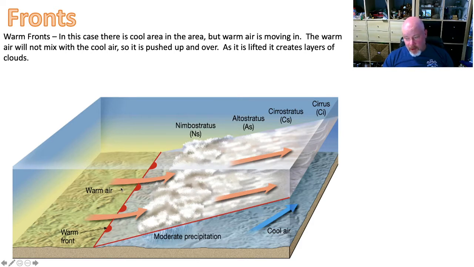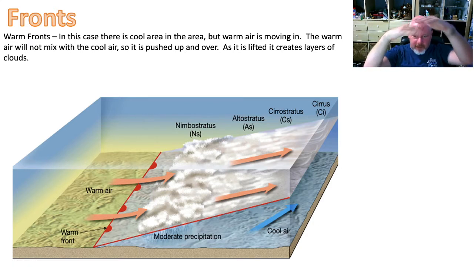Once again, just like going over a mountain, it's going to go up and over the cool air. It's going to form clouds. This time, instead of big puffy clouds, they're going to form in layers. They're going to layer on top of each other. Another word for layer is strato. We use the word strato a lot to call layers. So if it's rain clouds, we call those nimbostratus clouds.